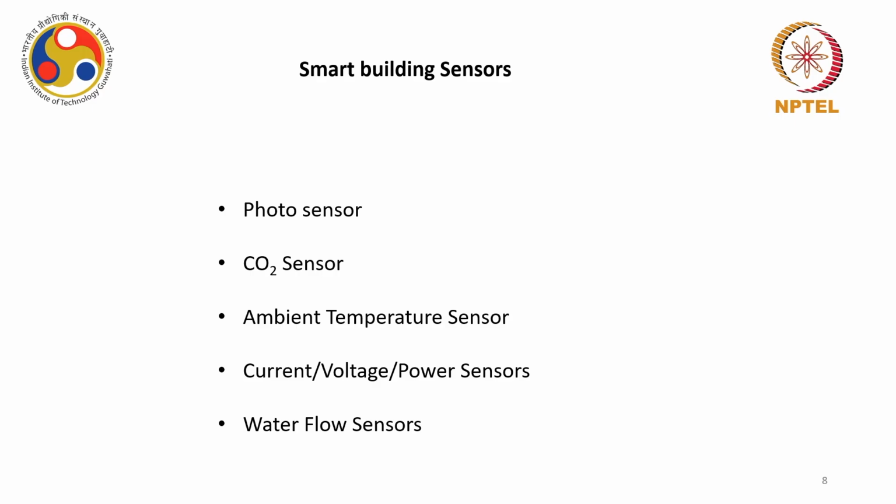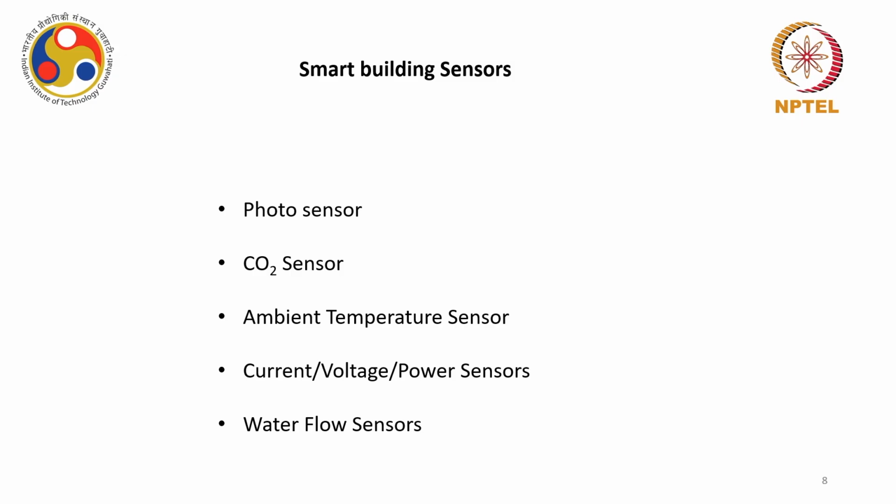Other sensors that are required for a smart building are photosensors. Sometimes carbon dioxide sensors are segregated from VOC, so you can say CO2 sensors. Then ambient temperature sensors are very essential and integrated with several systems inside a building. Then certain instrumentation, like for current measurement, power measurement, and voltage fluctuation measurement, is also required for a smart building.